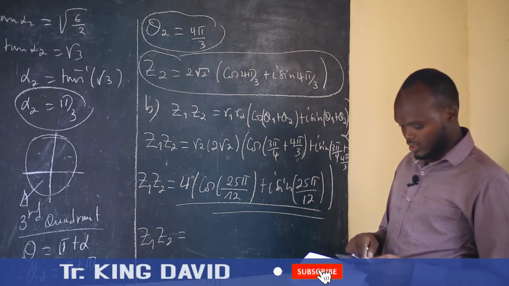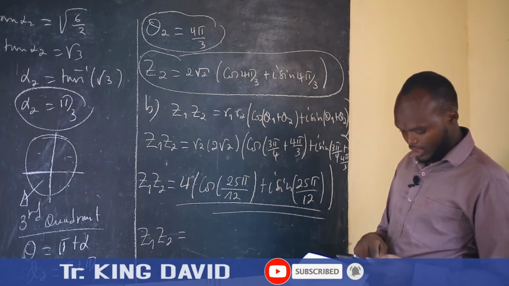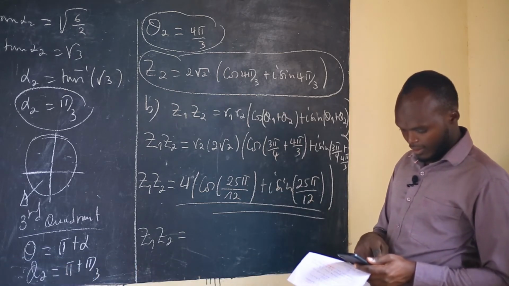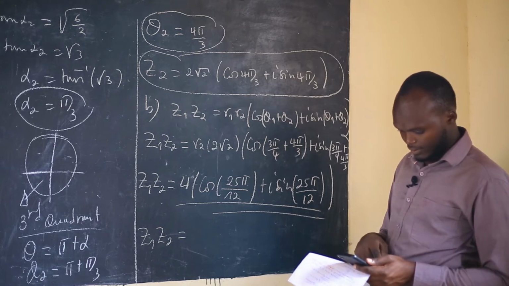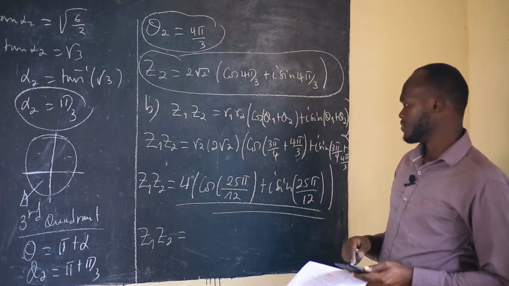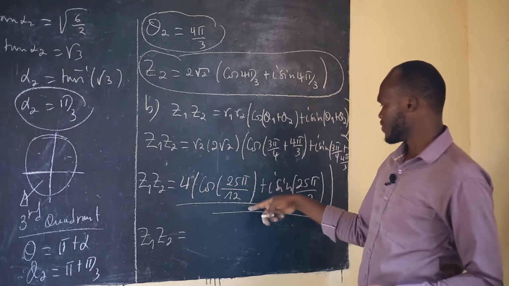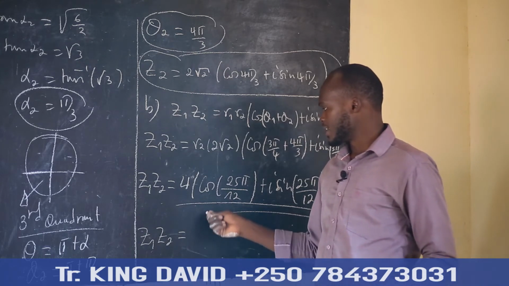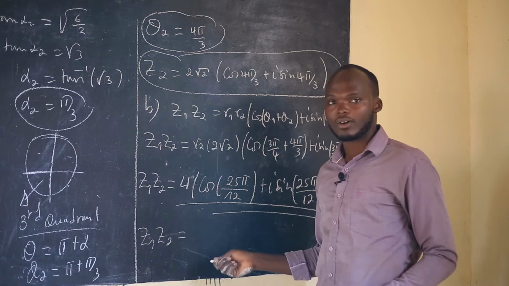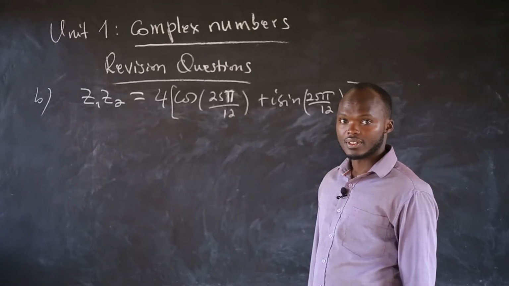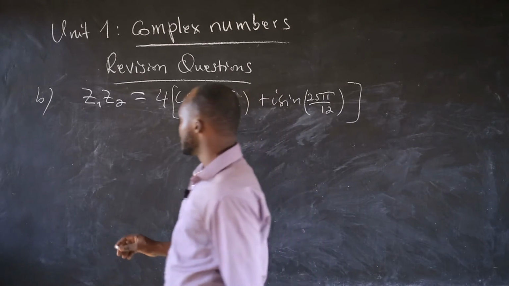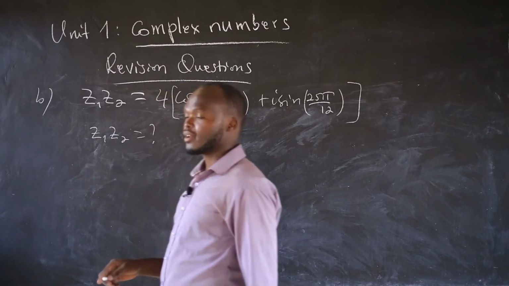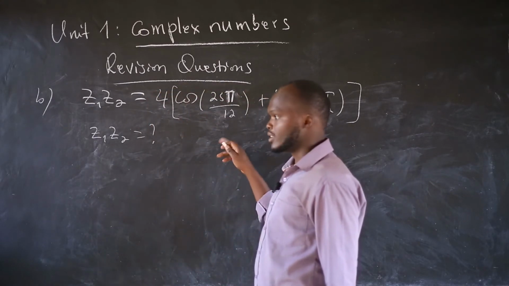We check for cos of 25 pi over 12. So it means that we need to find cos 25 pi over 12 and sin 25 pi over 12. So let's continue to express Z1 times Z2 into algebraic form. So this is the polar form. For algebraic form, Z1 times Z2 will be equal to what? So we're going to express this one into algebraic form.